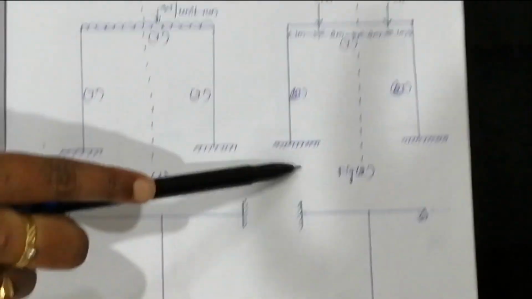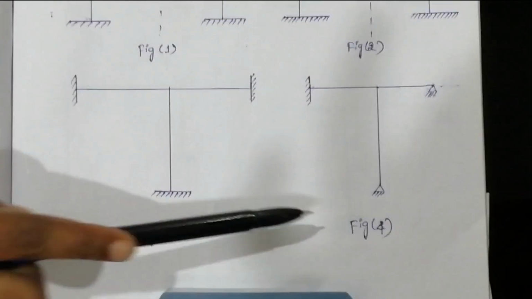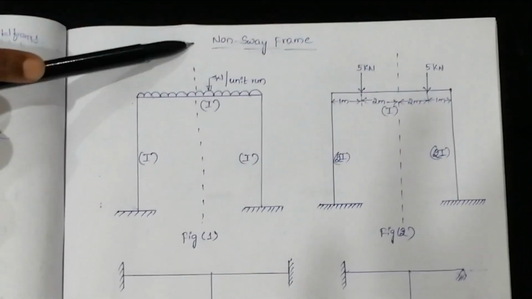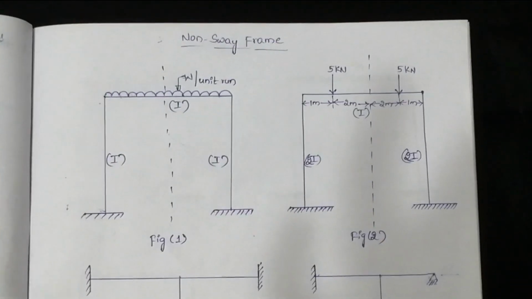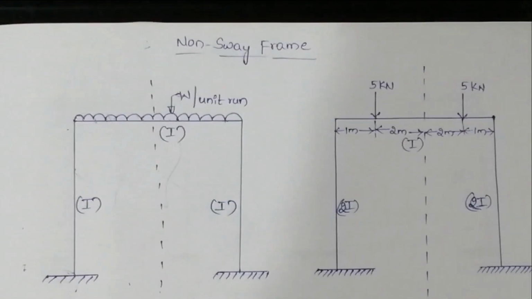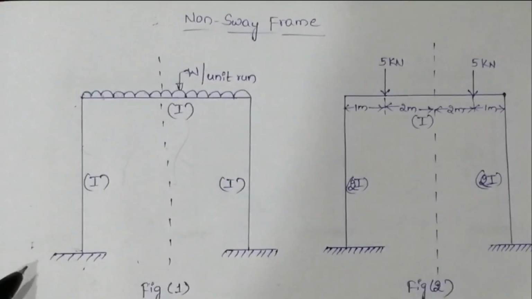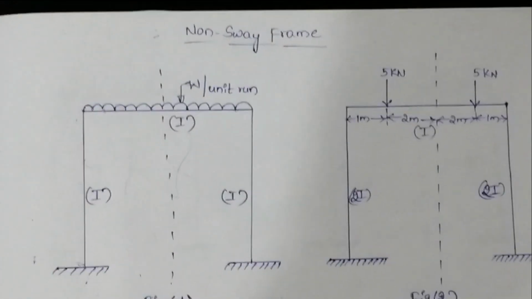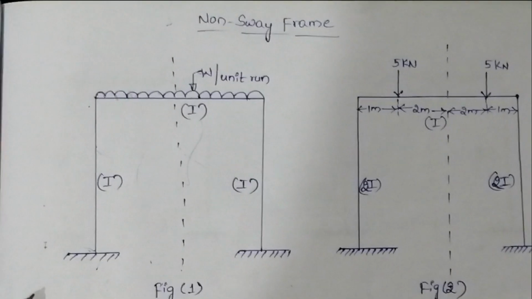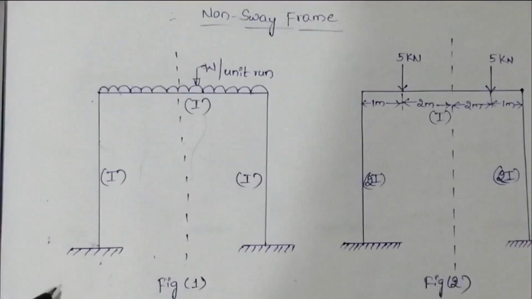Figure 1, 2, 3, 4. These are the examples for a non-sway frame. Look at this frame of figure 1. The four conditions which were discussed earlier must be satisfied for a non-sway frame.